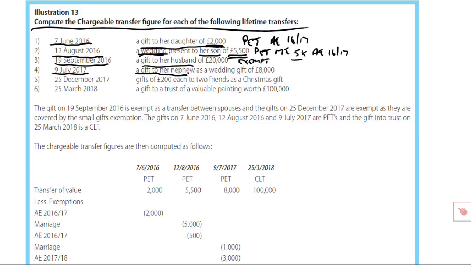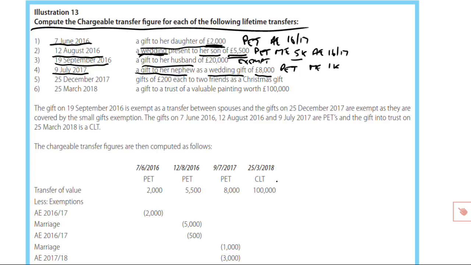A gift to her nephew. It's a PET, as a wedding gift. Now, a wedding gift to a nephew, that's not a child, that's not a grandchild, that's not a party to the marriage, and on that basis, therefore, it is a marriage exemption of just £1,000. It's not 5, it's not 2.5, it's 1,000. This is anybody else. So marriage exemption 1,000, but the gift is 8,000.